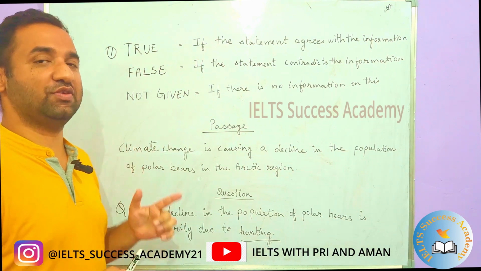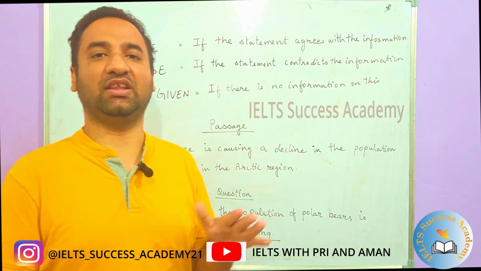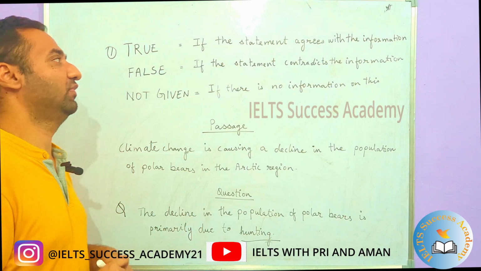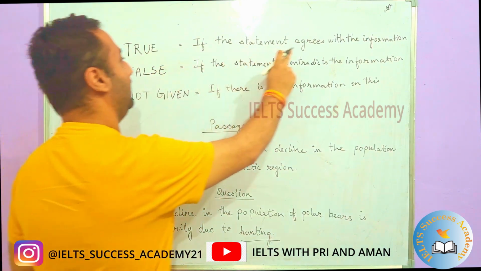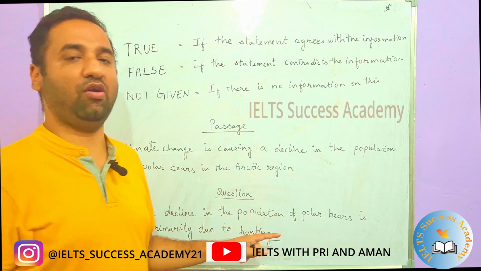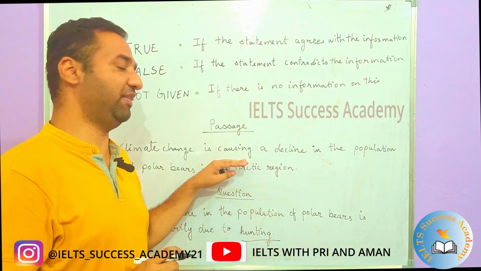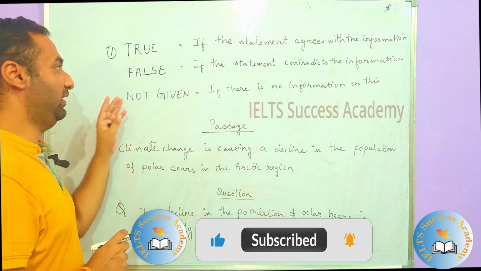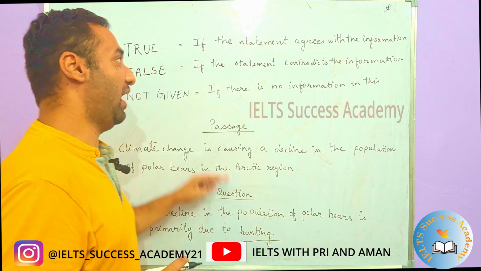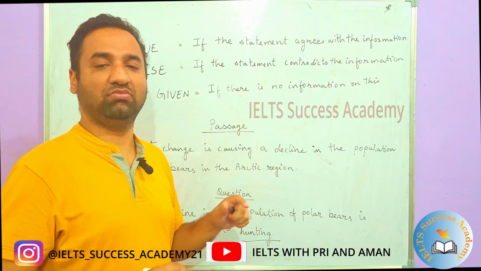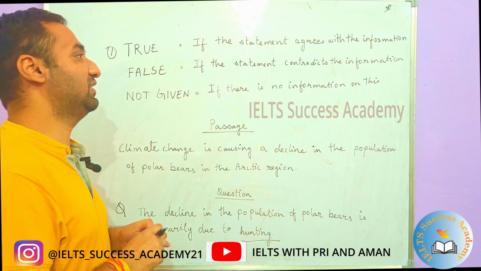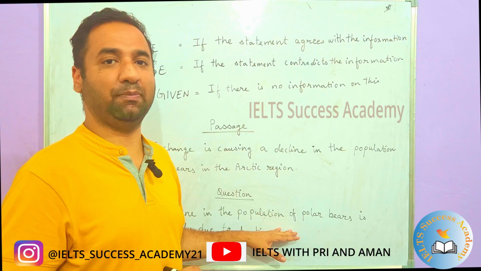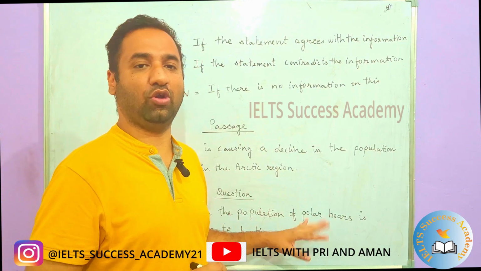So the basic premise of true, false, not given is that the question and the passage have a similarity in terms of meaning. True is if the statement agrees with the information. If the meaning of the question and the information given in the passage is the same, then the answer is true. If the meaning of the question and the passage given is completely different, then the answer is false. If there is no information given in the passage, then the answer should be not given. Okay.